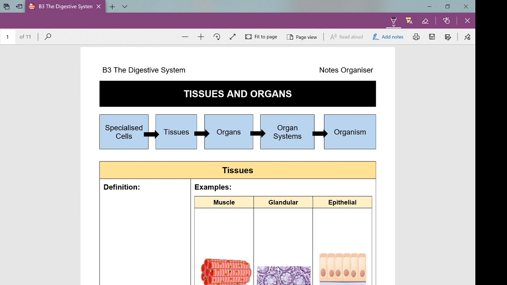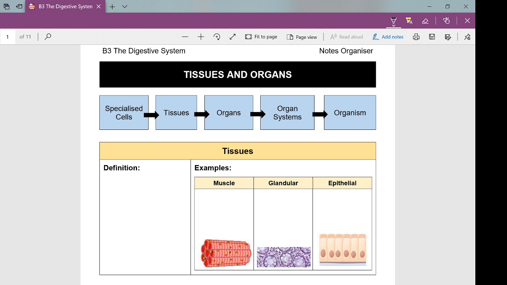So if you took a cell from one part of your body and compared it to another part of your body, they're not going to look exactly the same because they have different jobs. So when you have a group of specialized cells all working together, you form what is known as a tissue.